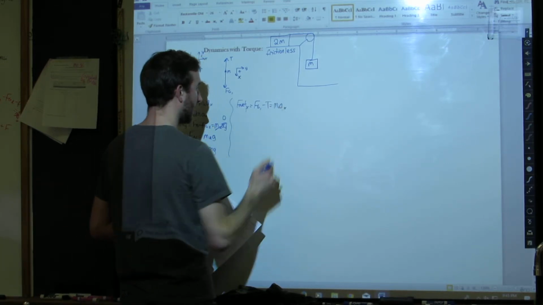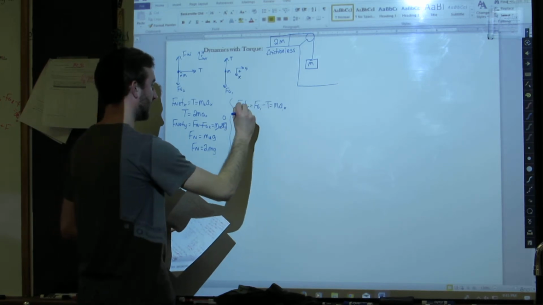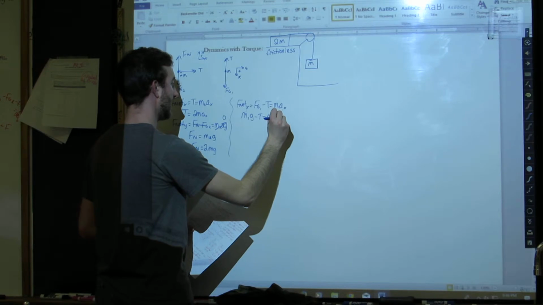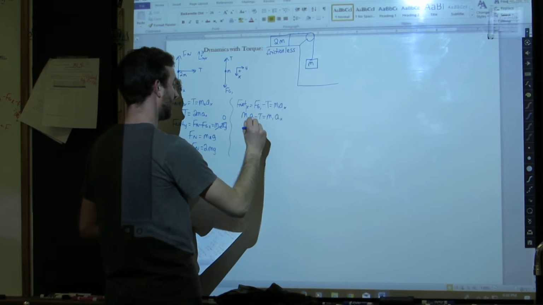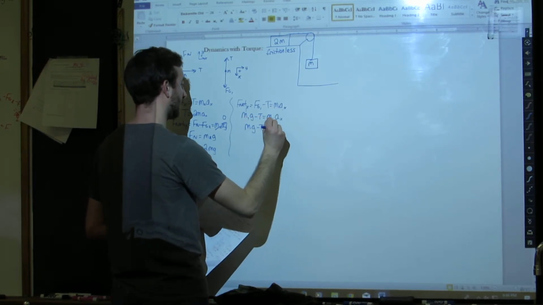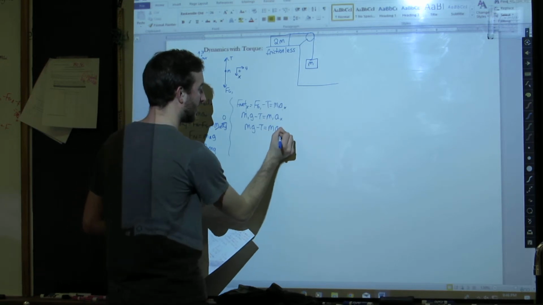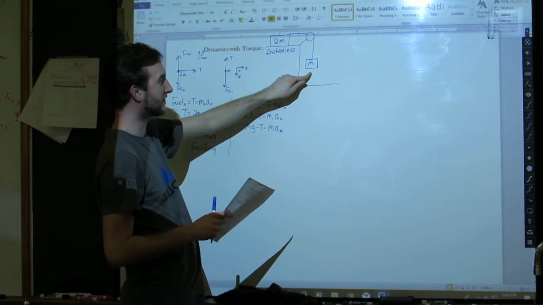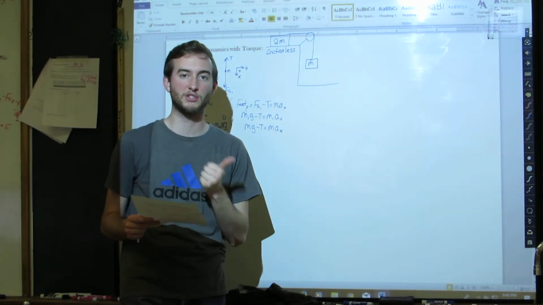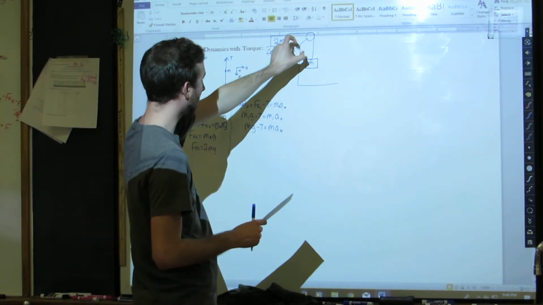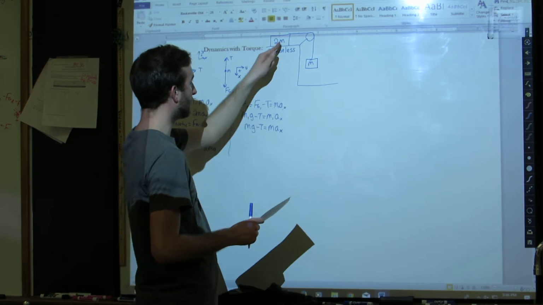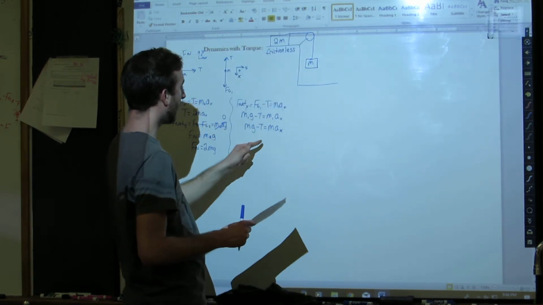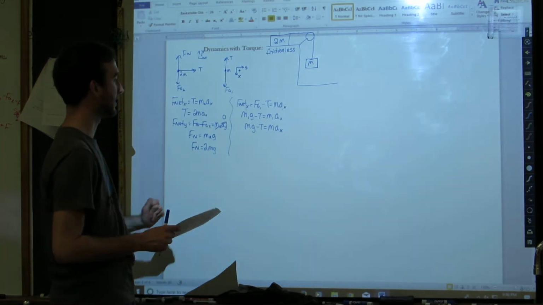This ends up being m1g minus T equals m1 ax, or mg minus T equals m ax. Now the things that we know: the acceleration in the x direction of this has to be the same as this. We assume the rope does not stretch, a non-stretchy rope. We assume that whatever this acceleration is this way is the same as this acceleration this way. We also assume the tension is the same in both cases.